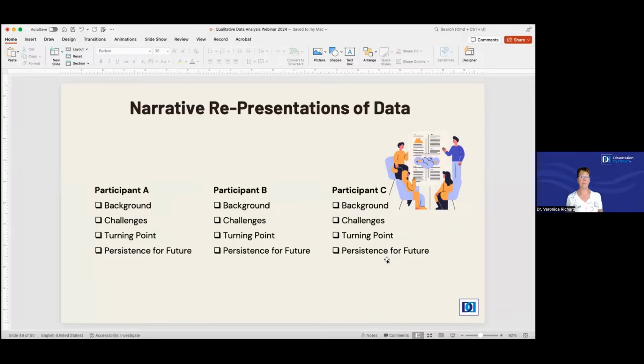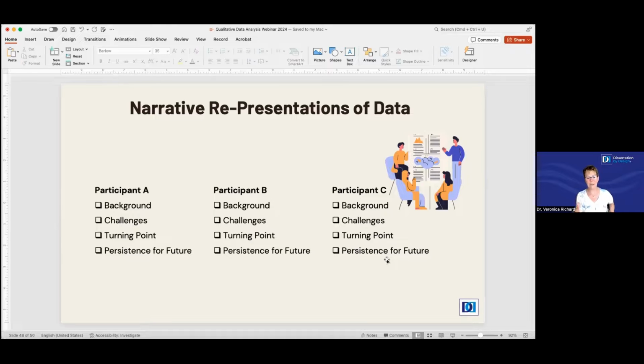Again, this was something that a participant, or excuse me, a client that I was working with, this is how we ended up deciding on how to structure her narrative findings, because of this focus on challenges and turning points and then persistence. And so in that case, the research question really came forward in helping us identify how it was the most appropriate way to represent the data.